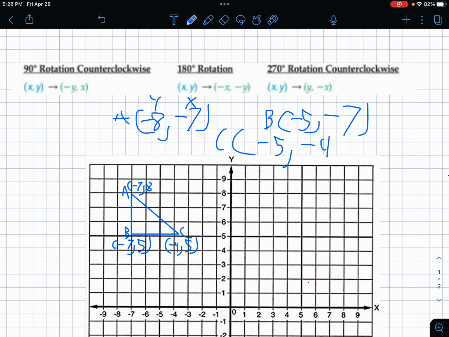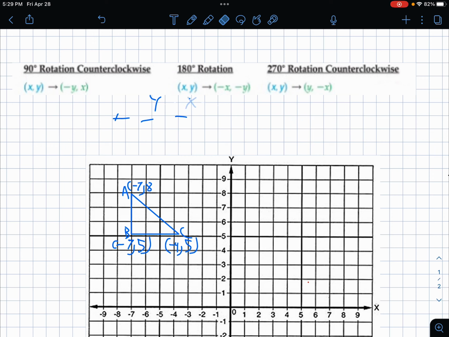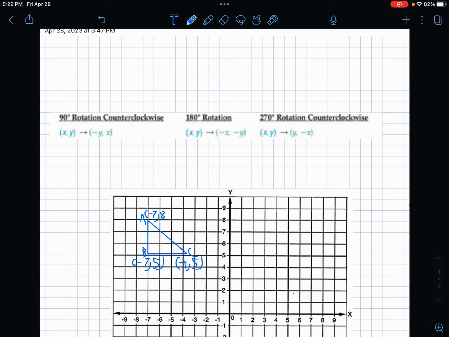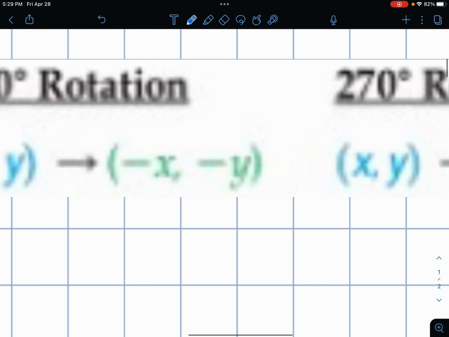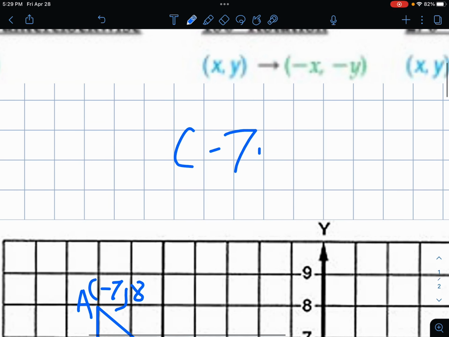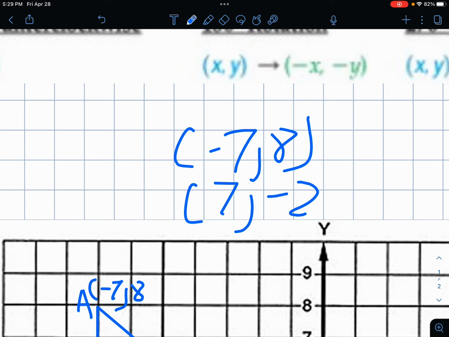Now, for a second one, this will be 180 rotation. So instead of swapping, I want that erased. There we go. Now, instead of swapping X and Y and turning them negative, it's now just making them both negative. So again, with this -7, 8, instead of swapping it, it's going to be 7, -8 since we're turning them negative.